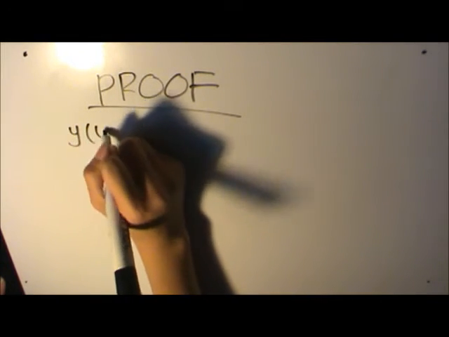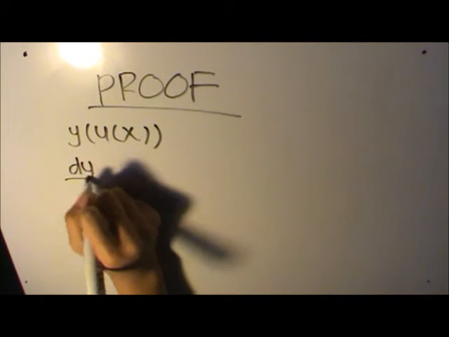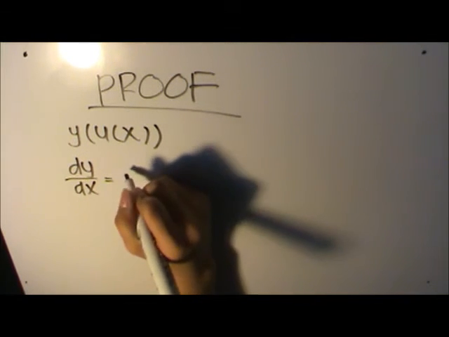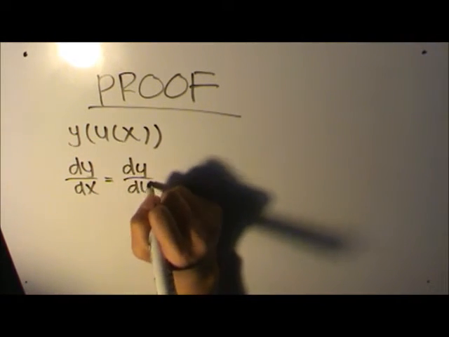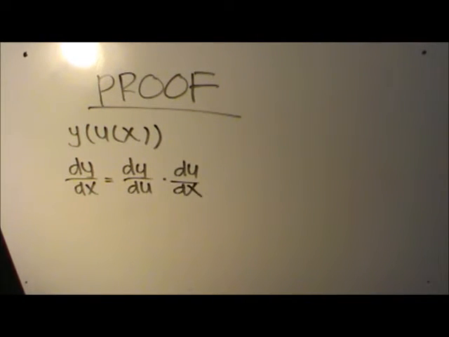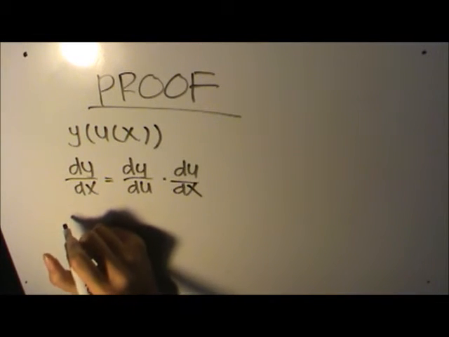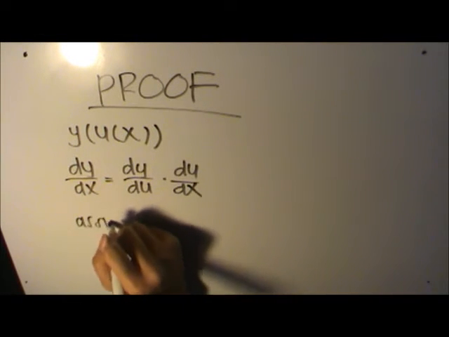Like many of the good things in life, the chain rule comes with a proof that we can use to derive it. Let's say you have a function y of u of x, your composite function. Remember, if we take the derivative of this, we take the derivative of the outer function and multiply it by the derivative of the inner function. So dy over du times du over dx. And so you can see the du's cancel, and you get dy over dx on both sides.